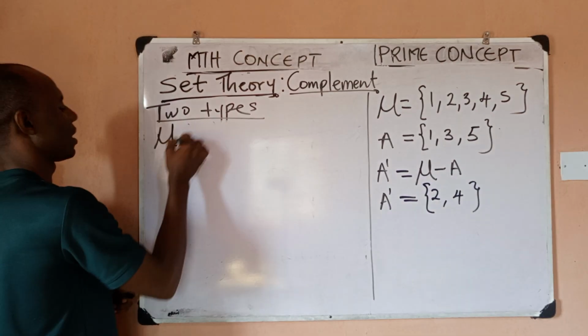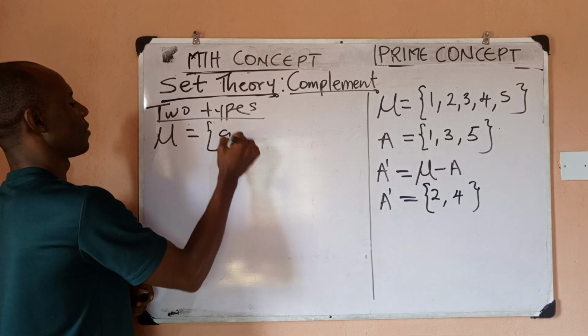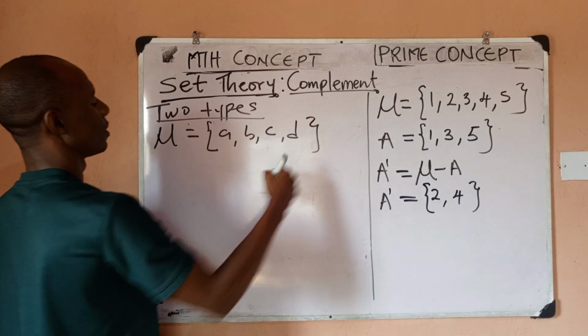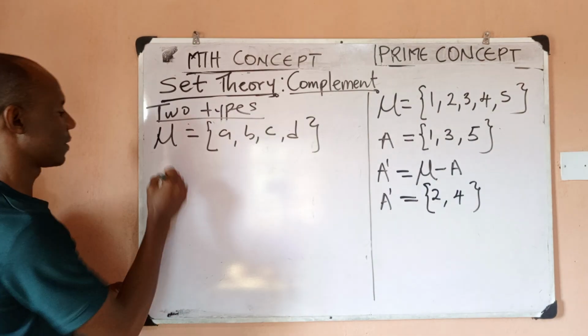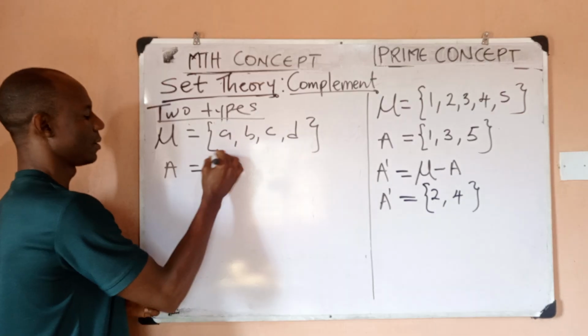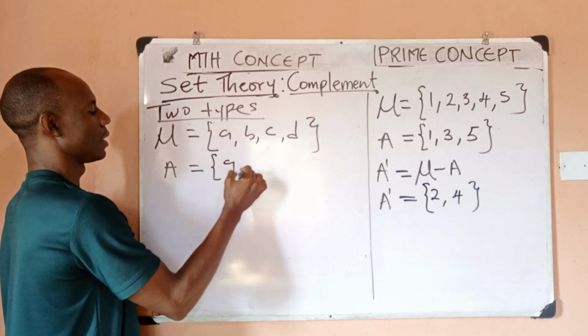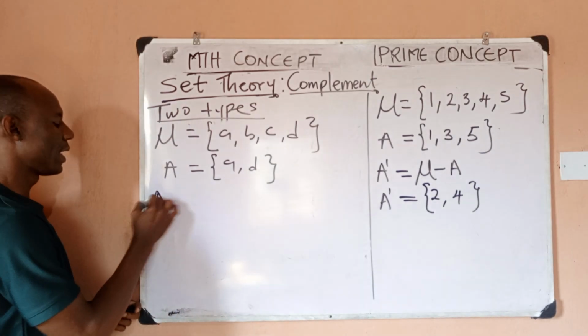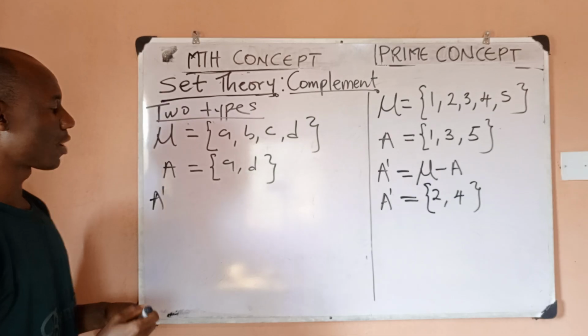So we have our universal set: A, B, C, D. Then we have set A to be A and D. This is our set A. I want to find A complement.